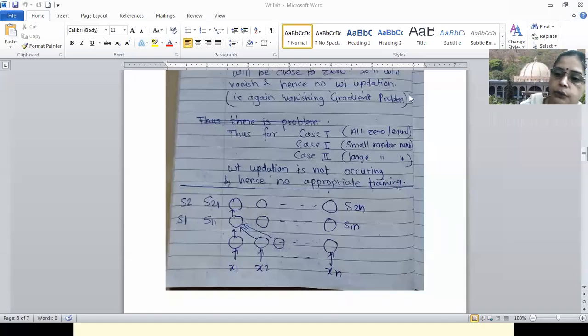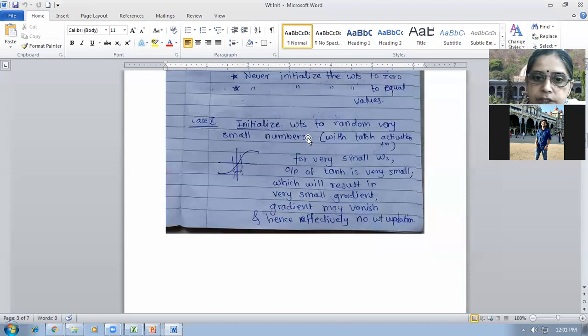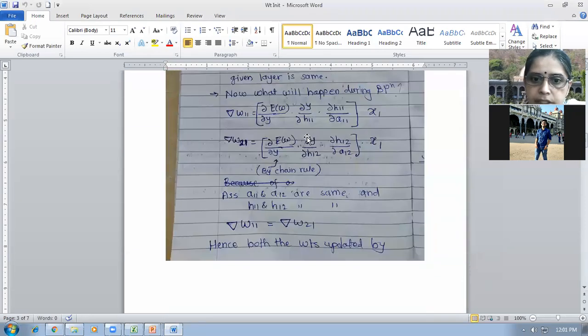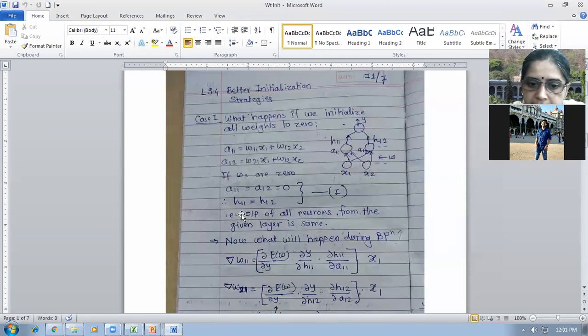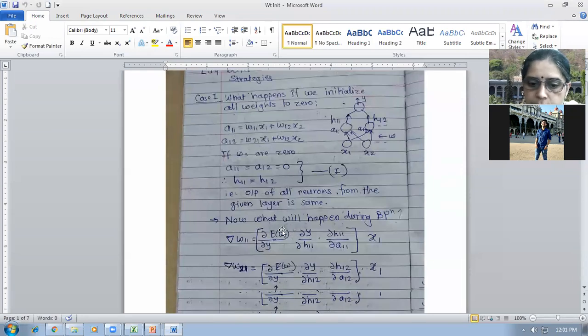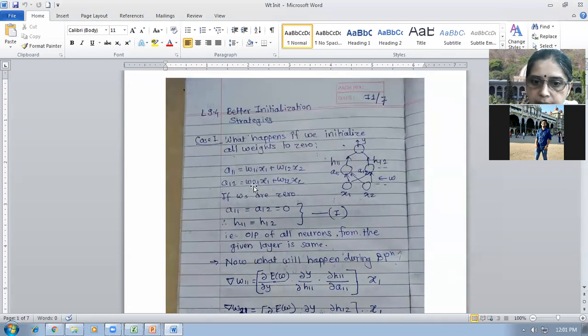Unit number is unit 4. Okay, so we are discussing how to initialize the weights. If we initialize all weights to 0, this results in the same H11 and H12. This results in the same value of weights. Del W11 will be the same as del W21. So the new weight values are the same.